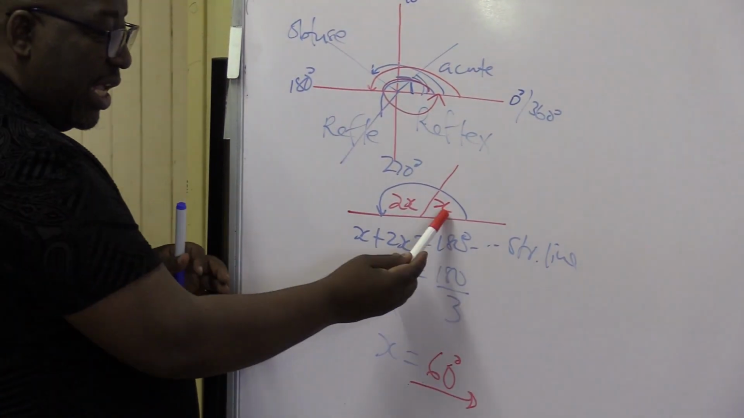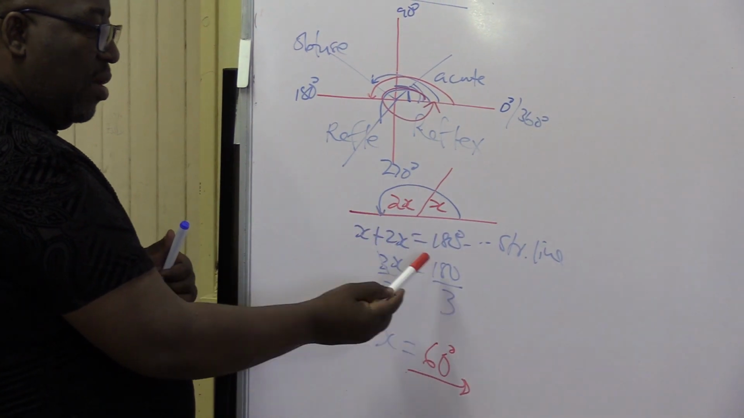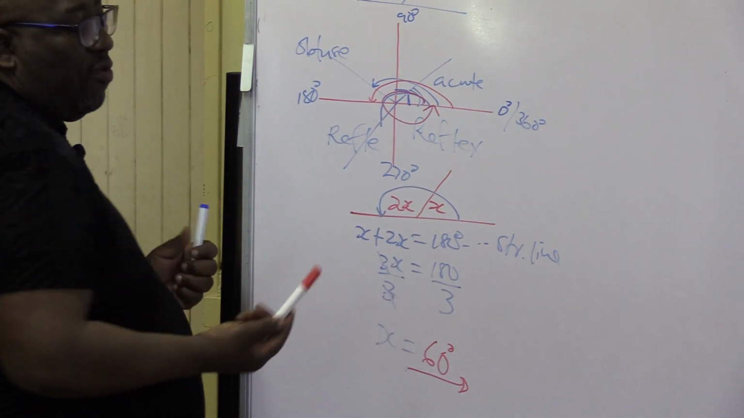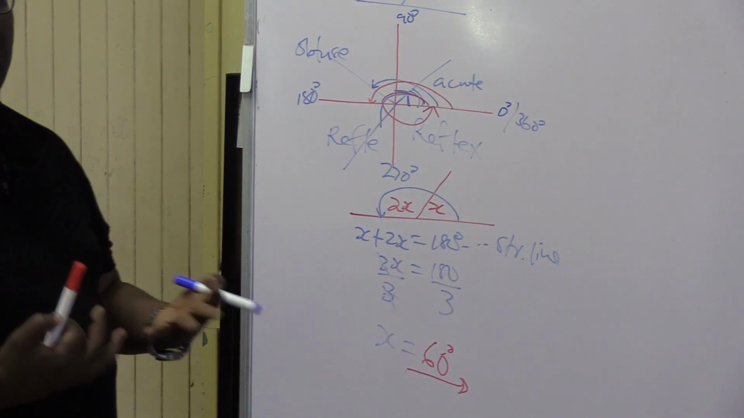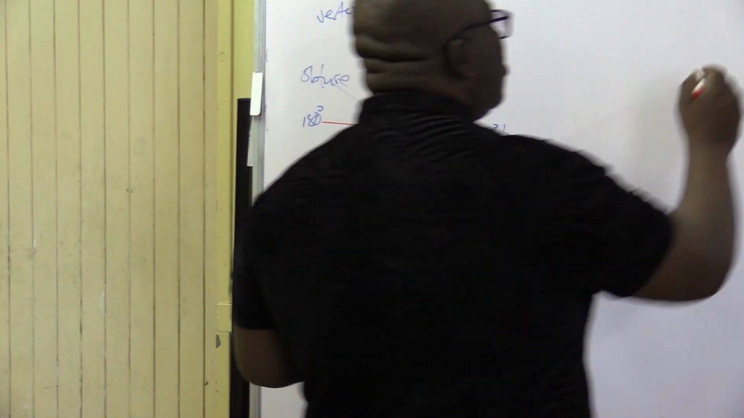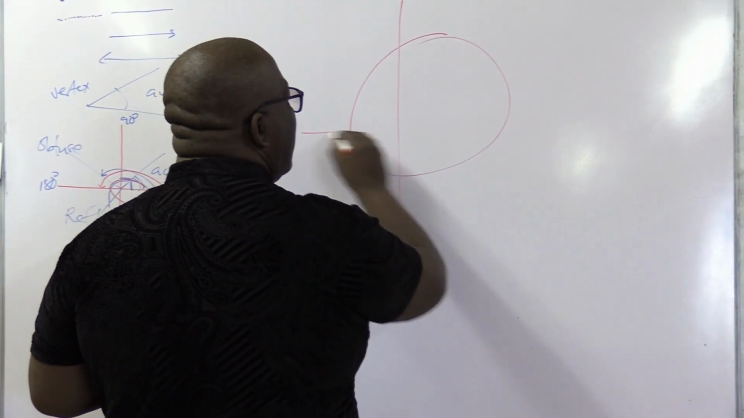So this is 60. This is 2 times 60, which is 120. So 60 plus 120 will give us the total of 180 degrees. That's how you go about solving this. And you'll see this in a complicated diagram in your Euclidean geometry. Maybe you'll have a figure like this one. You'll have something like this one.